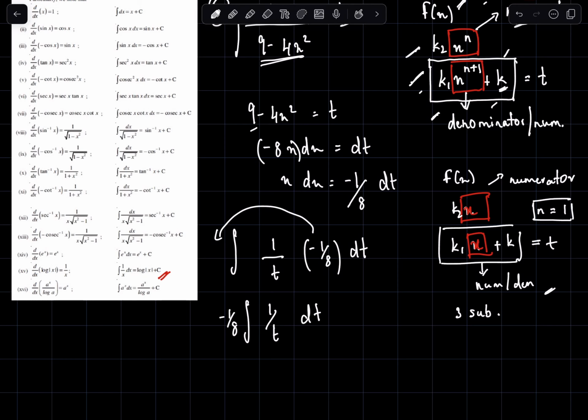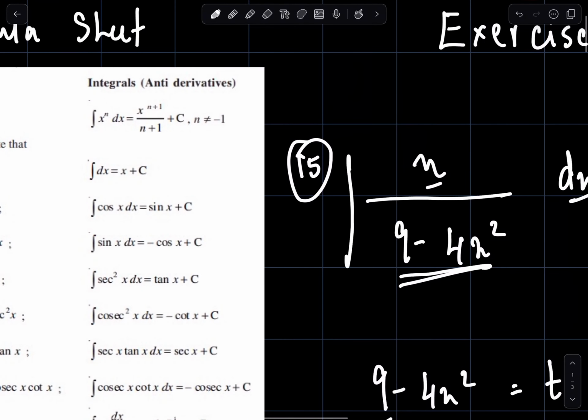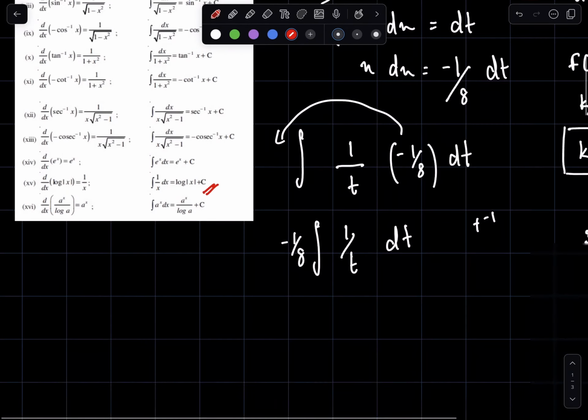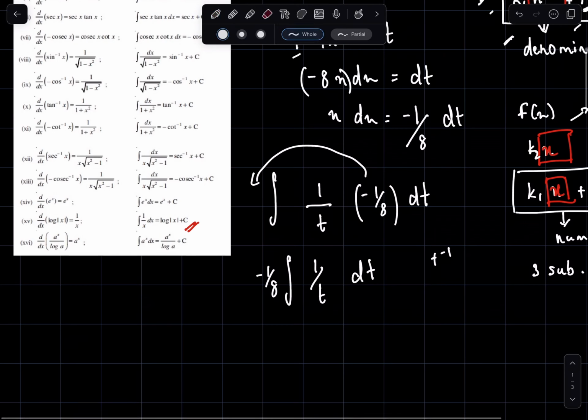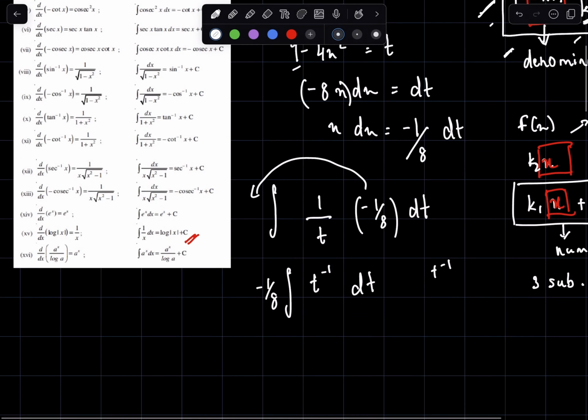Now if you did the same thing as I did, took it up as t raised to the power minus 1, never do that, because if you see the first formula, if you remember, n should not be equal to minus 1. If I took this up, which you can do, it's not a wrong thing to do, but you just get confused and try to apply the formula, adding 1 and dividing by that. It wouldn't work at all, because you would get a 0 in the denominator, and that would be infinite. You don't want that to happen.